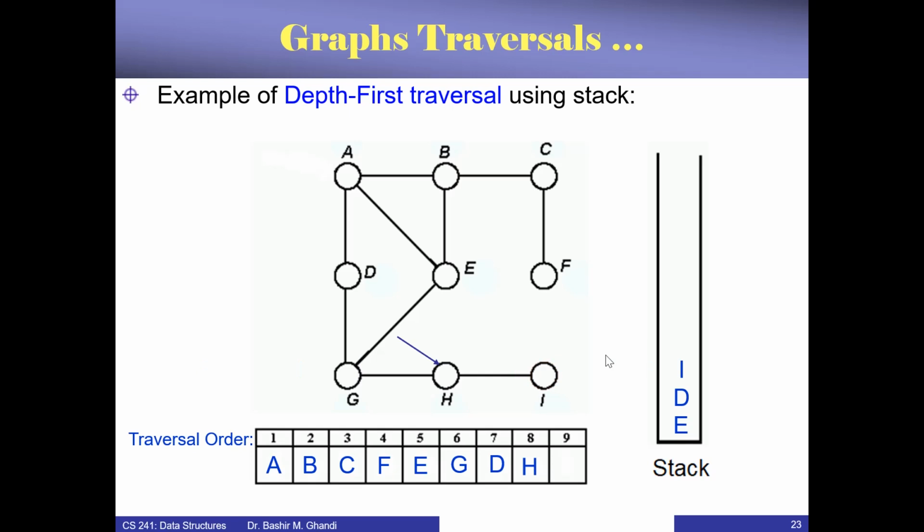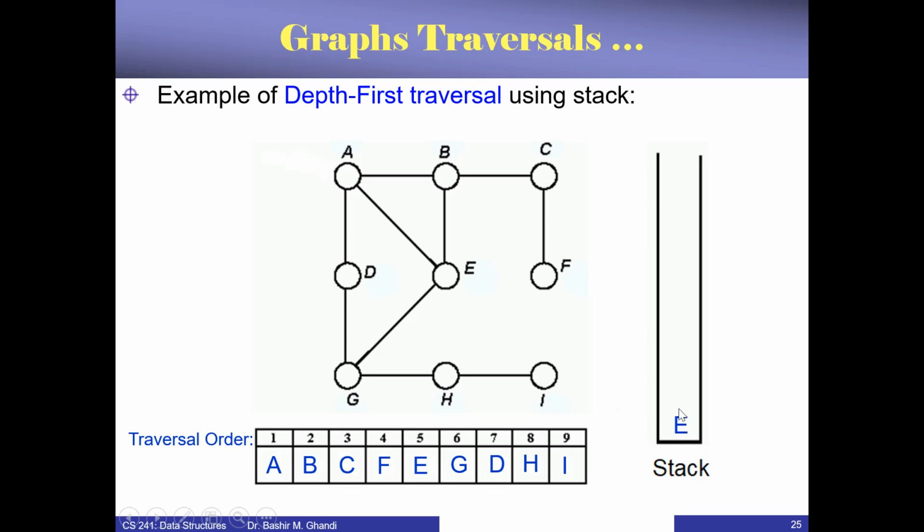Next, we pop I and visit it, and make it our next active vertex. This time I has no vertex not yet visited. So we go ahead and pop D. However, remember, when you pop an element, you have to check if it has not yet been visited. In this case, D has been visited before. So when you pop it out, just throw it away. So D will be popped and thrown away.